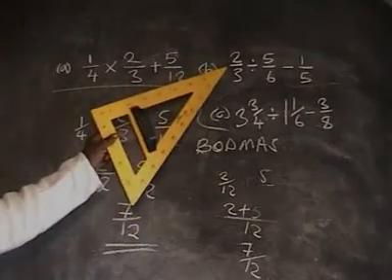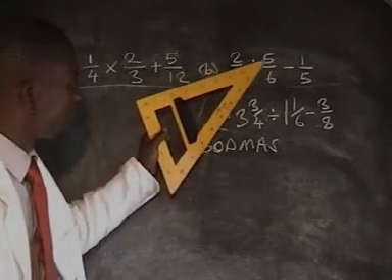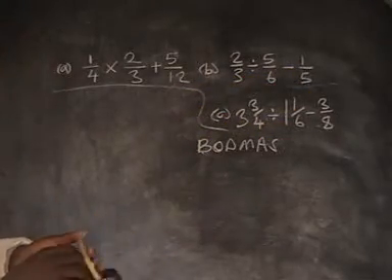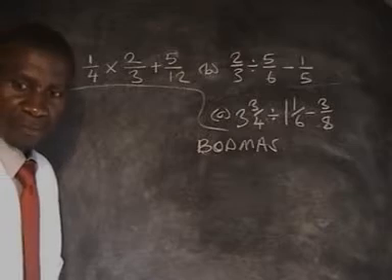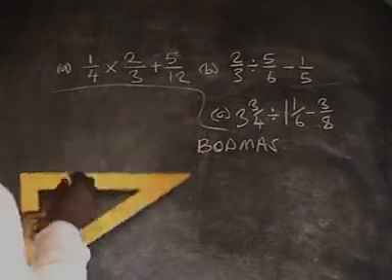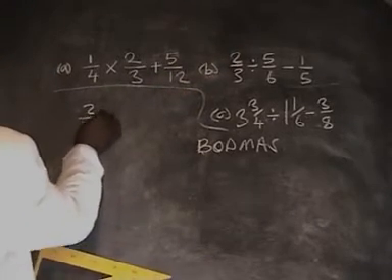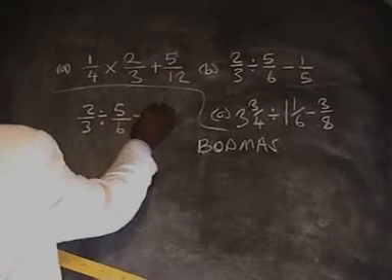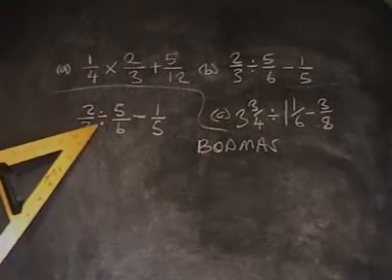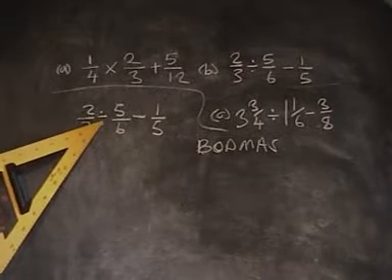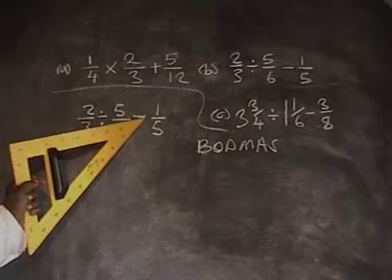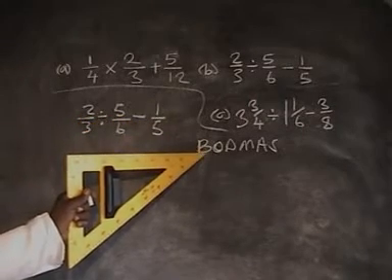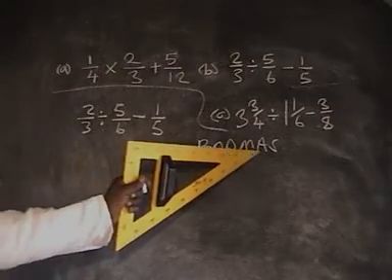And this goes 2 over 3 divided by 5 over 6 minus 1 over 5. In the first place, allow me to copy this problem. First of all, you look at the signs which are involved. There is a division and a subtraction. If you can follow that order, BODMAS: brackets, of, division, multiplication, addition, and subtraction.